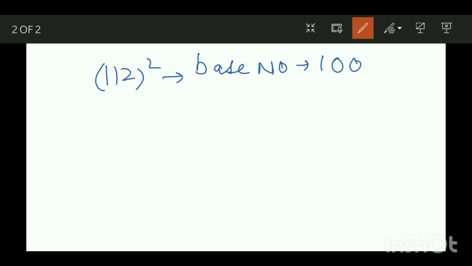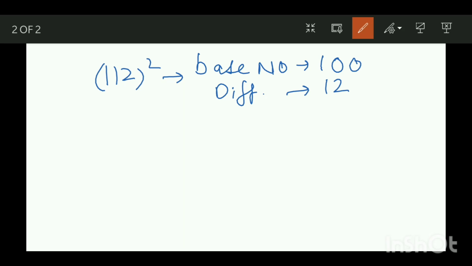We have to find the square of 112. Okay, so as I have told you, first we have to find the base number. The nearest number will be the base number, so for 112, the nearest number is 100. So 100 is the base number, and the difference between 100 and 112 is 12.